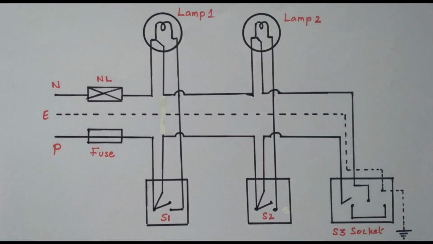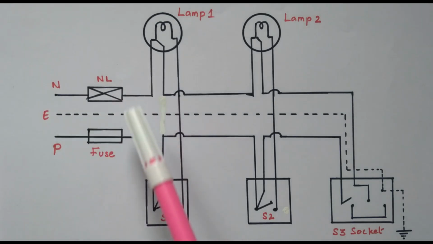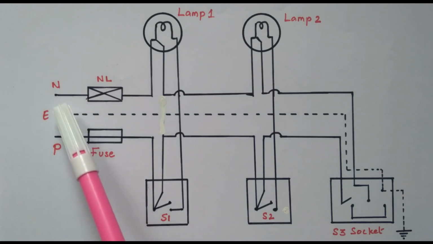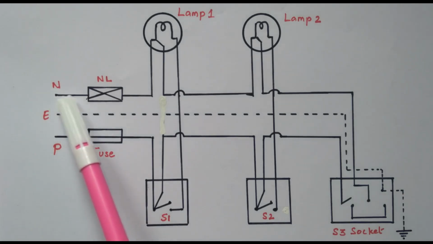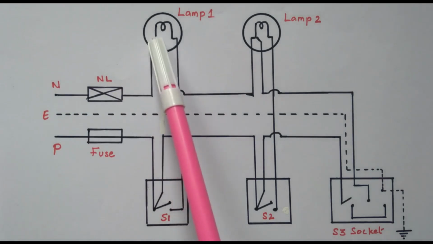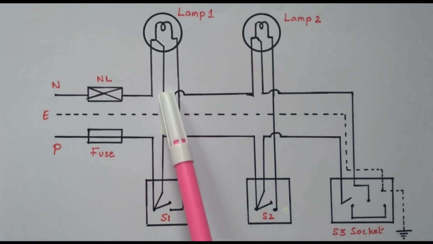Then how to connect? The phase is connected through the switches. The neutral is connected directly. The neutral is always connected directly, and the phase is what gets controlled. First we will see the neutral connection. This neutral is connected to one end, and again a tapping is taken from that end.